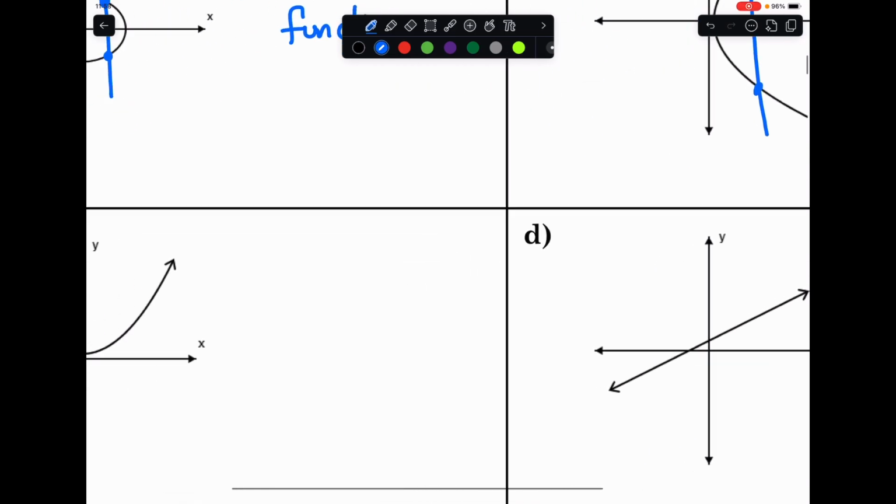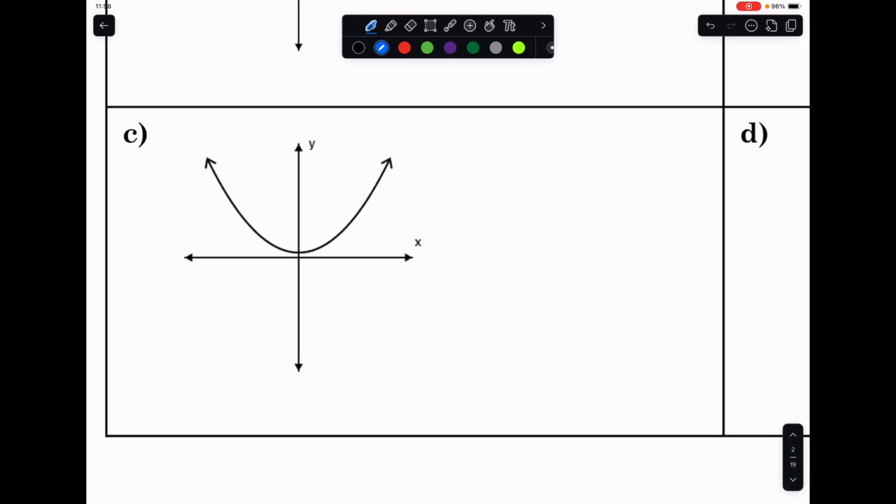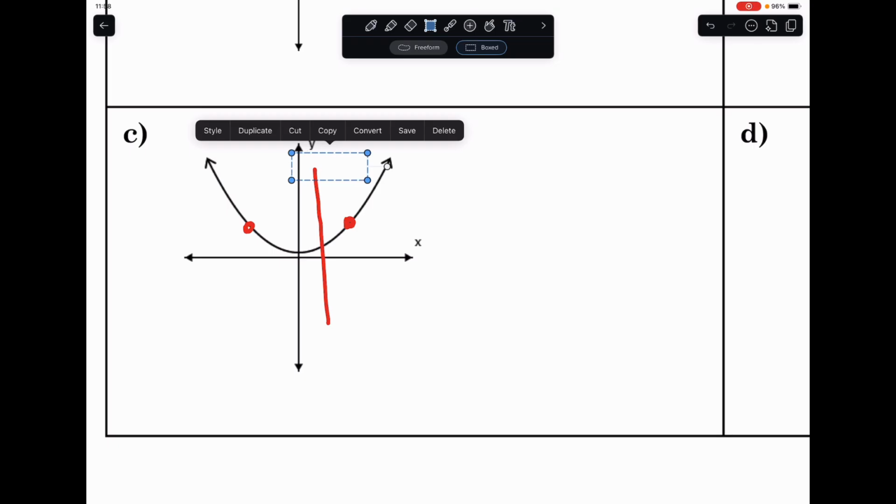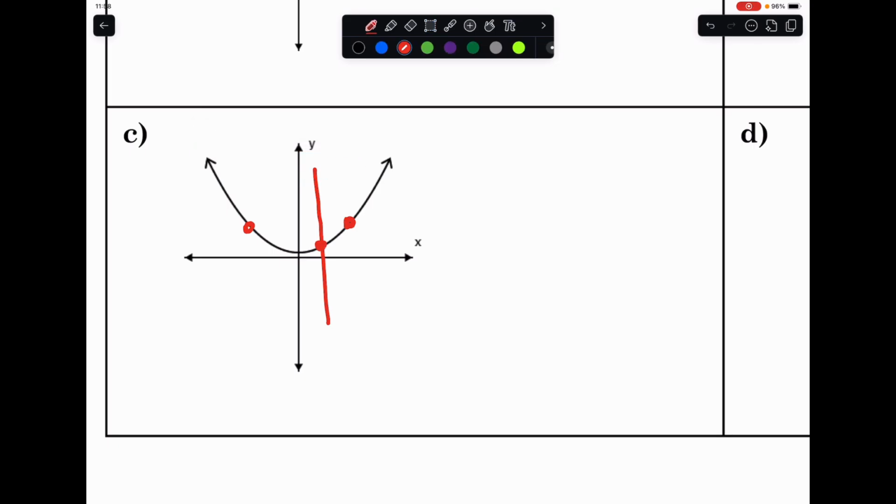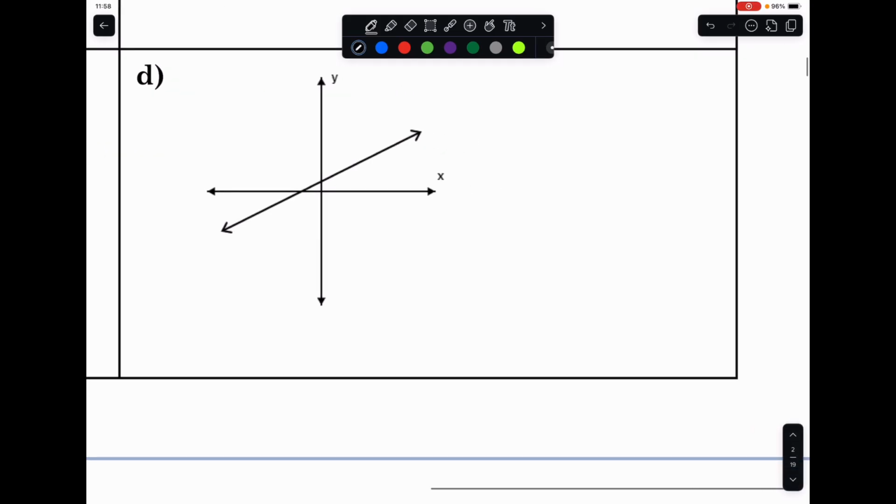And moving on to the third example, this would be an example of a function because if I draw a vertical line here, it only intersects the relation once. If I move that vertical line over here, I'll notice that it only touches the relation one time again. And if I move it to a different position, let's say here, again, it only touches the relation one time. So this would be an example of a function. And the same thing with the last one. The last one is also an example of a function.